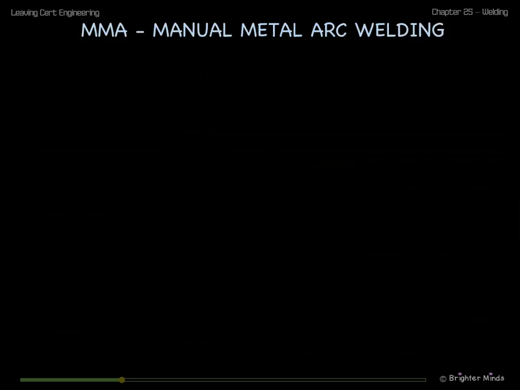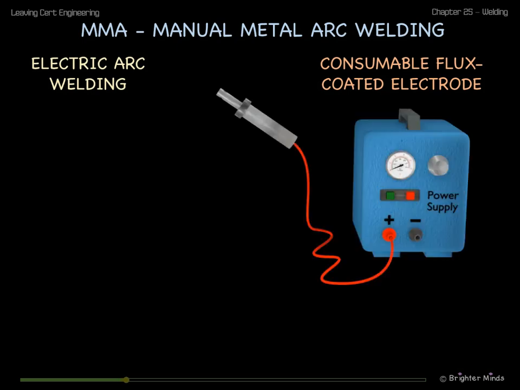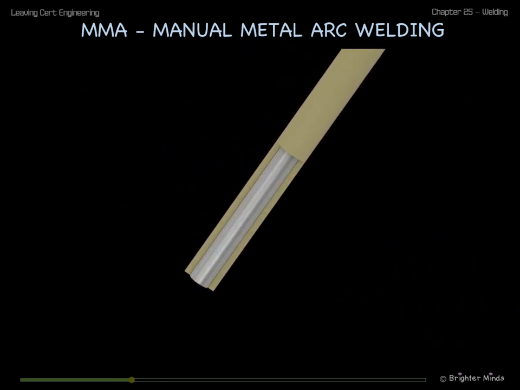MMA is a type of electric arc welding that uses a consumable flux-coated electrode. The electrode holder is first attached to the power supply. The electrode is a short rod or stick which is clamped in the electrode holder. The electrode has an outer coating of flux and an inner core of filler metal.